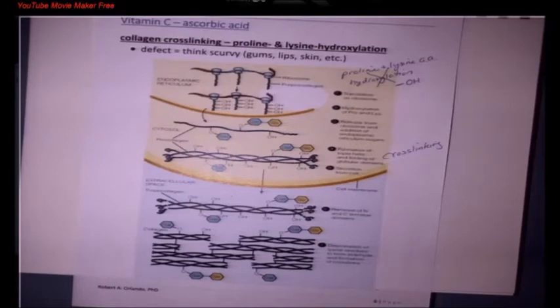Okay? Yes? When you talk about the collagen in the basement membrane, are you specifically talking about collagen 4? Yeah. Primary, collagen 4 is the primary one, yes.